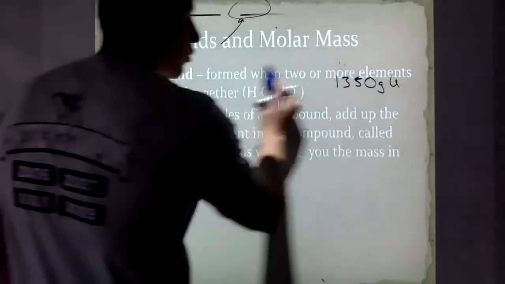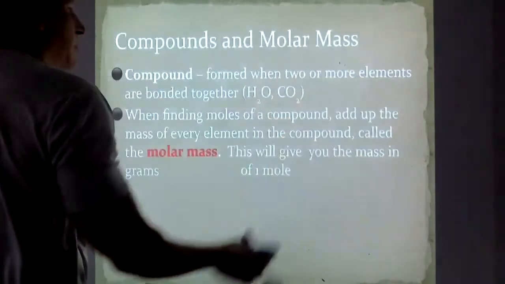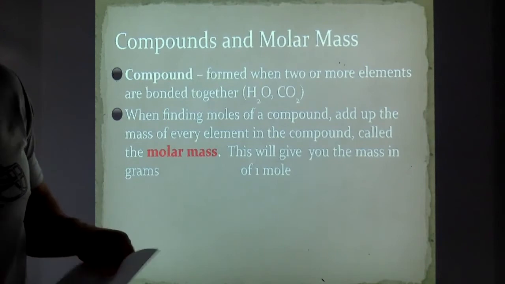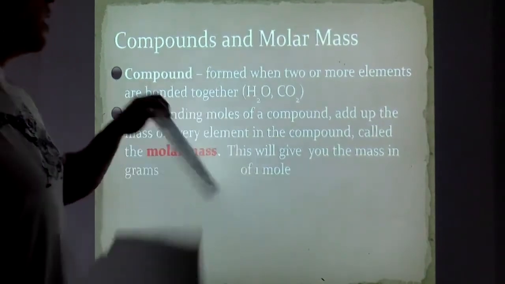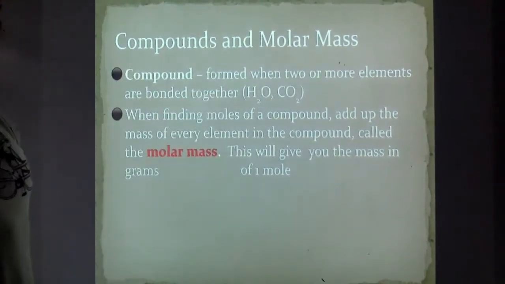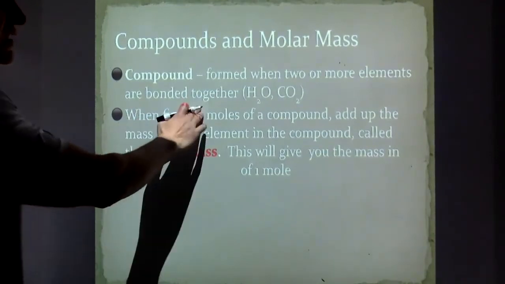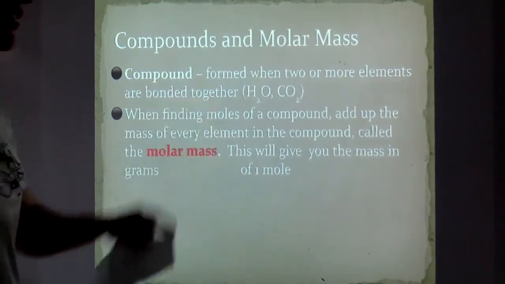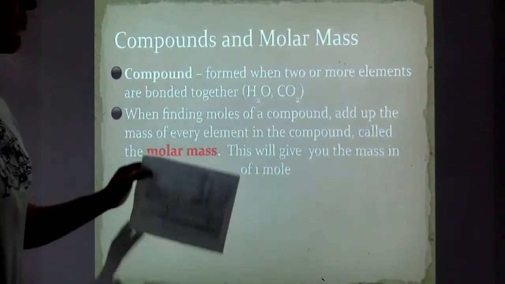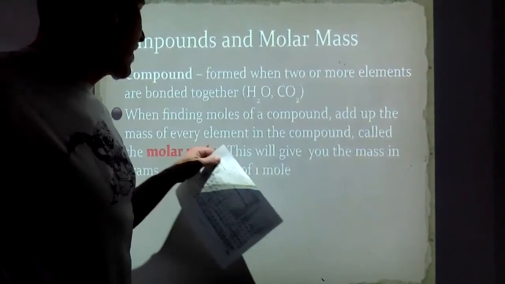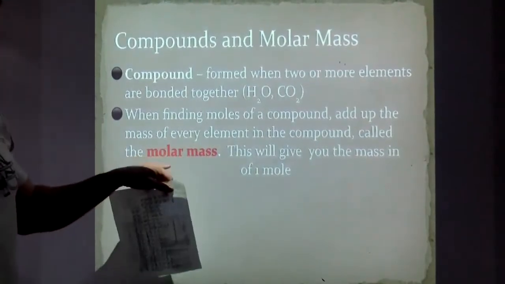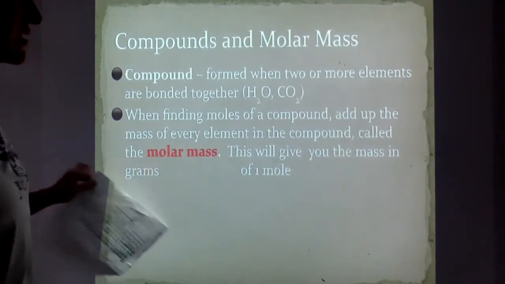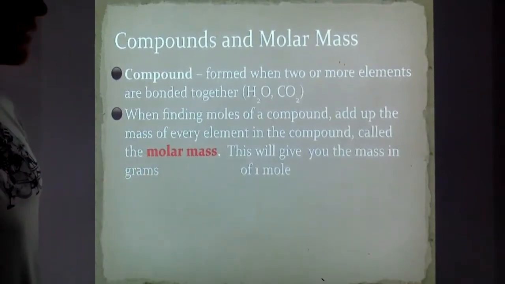Okay, sometimes we have to do mole problems where you have just a compound, not a straight element. So we have to do what's called molar mass. First of all, a compound is formed when 2 or more elements are bonded together. We did that in our bonding unit. We just got done with that. You can name all those things. You know if it's ionic, covalent, all that kind of stuff. When finding moles of a compound, we have to add up the mass of every element in the compound, and we call this molar mass. This will give you the mass in grams of 1 mole of a compound.